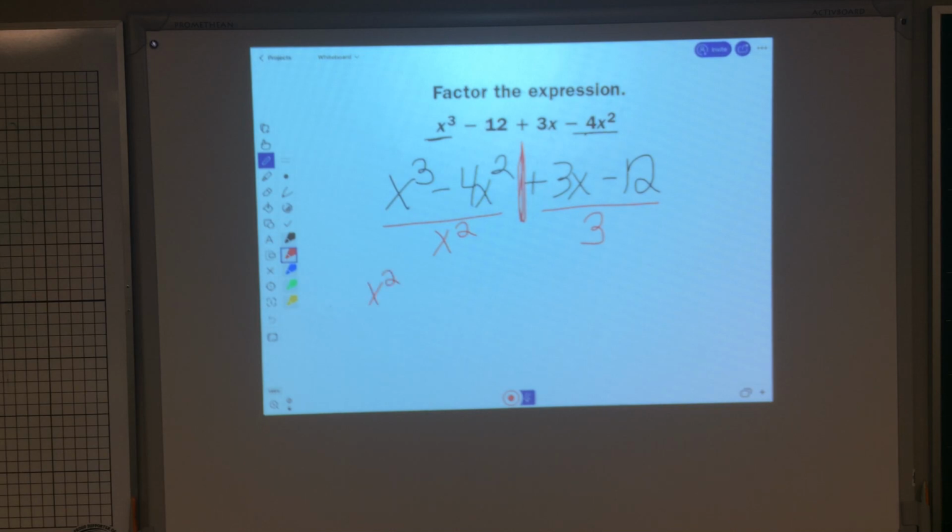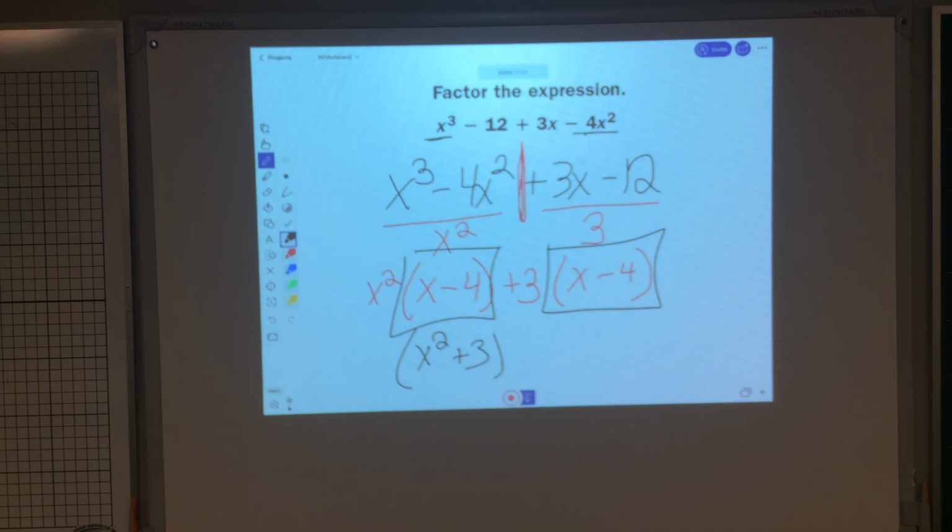When I factor out that x squared, x cubed divided by x squared is x, and the x squareds in the second term cancel, so it's just minus 4. When I factor out that positive 3 in the second one, 3x divided by 3 is just x, and negative 12 divided by 3 is a negative 4. So if I look at my parentheses, they are the same, which means my first factor is what's outside of those, so x squared plus 3. Again, that's a square, but it's an addition problem, so it's okay. And the second one is x minus 4.